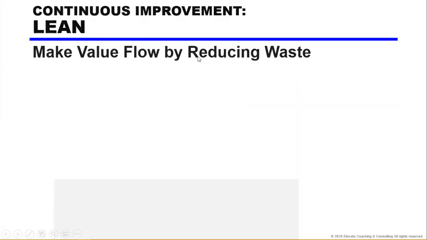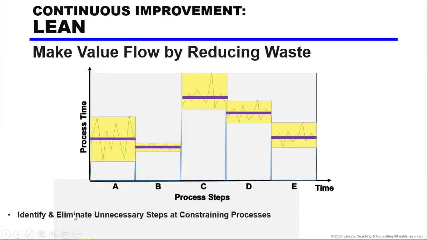We're going to make the value flow first by reducing the waste. So we're going to identify and eliminate any unnecessary steps of the constraining process first. So we identified 2 decent steps we could eliminate there. And we noticed that by the time we reduced the time here, we've moved our constraint. So we decided to go ahead and implement another step eliminated here.